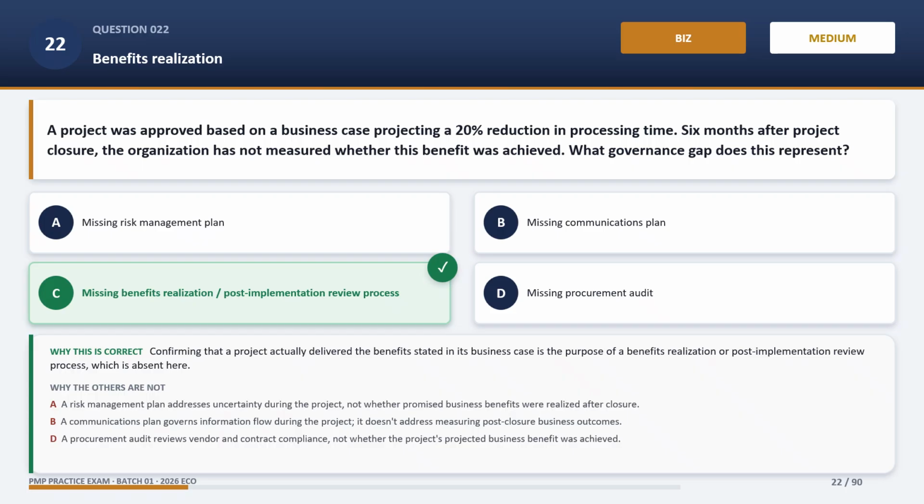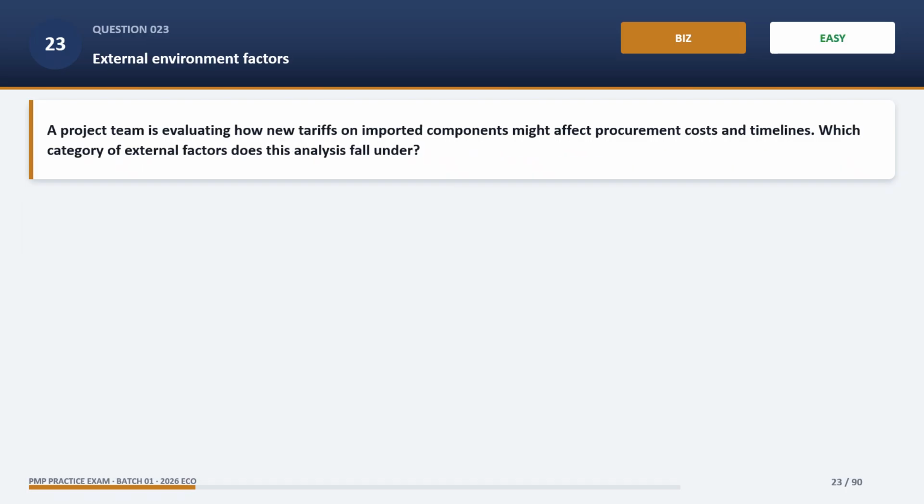Now, why the other options are wrong. Missing risk management plan is incorrect. A risk management plan addresses uncertainty during the project, not whether promised business benefits were realized after closure. Missing communications plan is incorrect. A communications plan governs information flow during the project. It doesn't address measuring post-closure business outcomes. Missing procurement audit is incorrect. A procurement audit reviews vendor and contract compliance, not whether the project's projected business benefit was achieved.